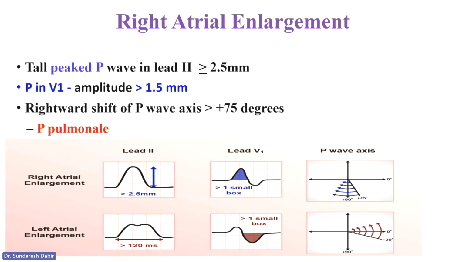So there are four chambers in the heart: right atrium, right ventricle, left atrium, and left ventricle. First I will describe the right atrial enlargement. When there is a right atrial enlargement, the changes in the ECG: the total peak P wave in lead 2 is more than 2.5.